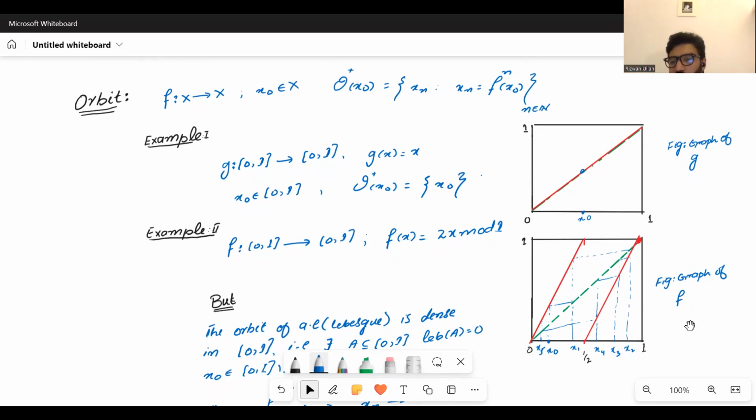The image of x2, x3, still remains in the second half of the interval. x4 still remains in the second half of the interval. x5 comes back to the first half of the interval, and so on.